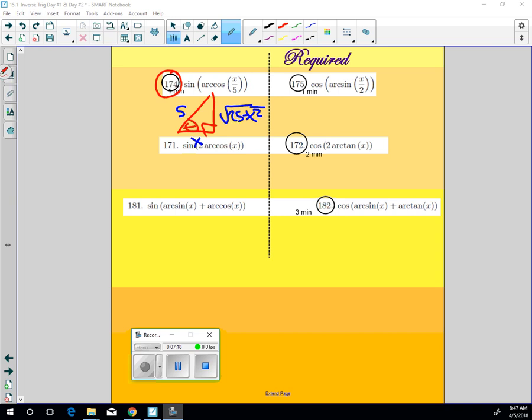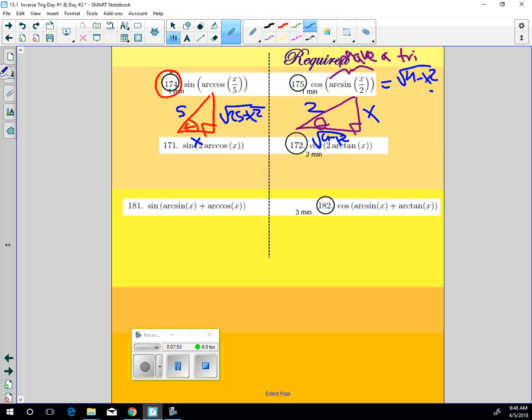All right, everybody go to problem 175. Okay, 175, you have the cosine of the arc sine of x over 2. If it's inside here, you have make a triangle, right? Make a triangle. So you go make the triangle. Sine is x over 2. And you can do this. Square root of 4 minus x squared. So the cosine of this is the square root of 4 minus x squared over 2.